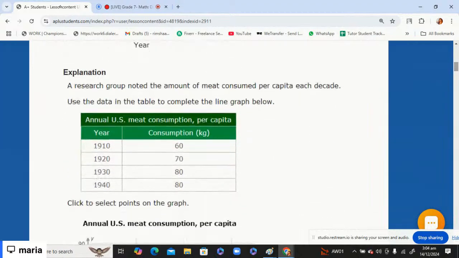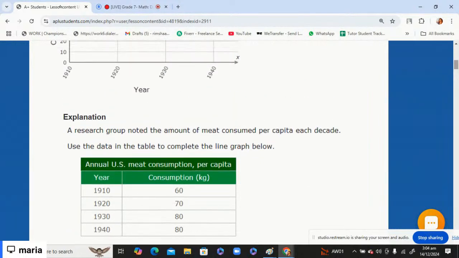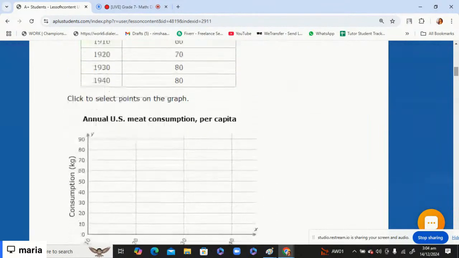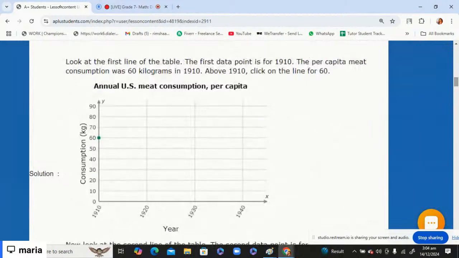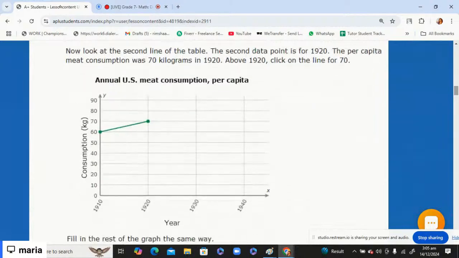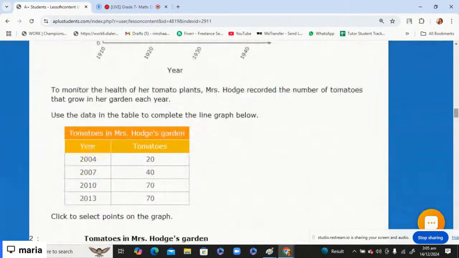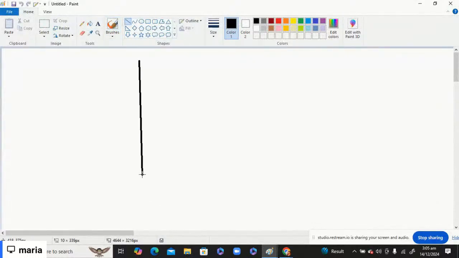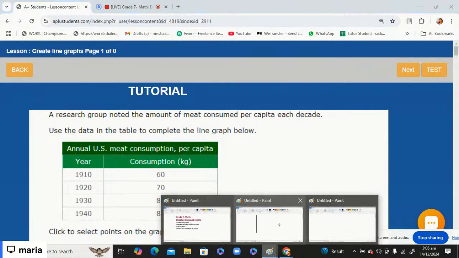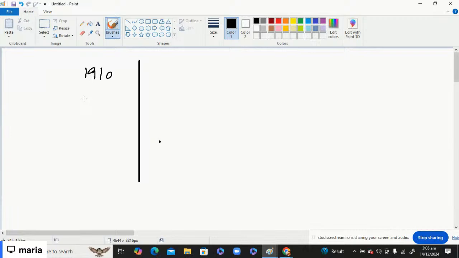So they are saying that a research group noted the amount of meat consumed per capita each decade. Use the data to complete the line graph: 60, 70, 80, and 80. Now we put all these points on the graph. The years are 1910, 1920, 1930, and 1940, and we are going to put all these one by one over the graph. The values are 1910, 1920, 1930, 1940, and 60, 70, 80, and 80.